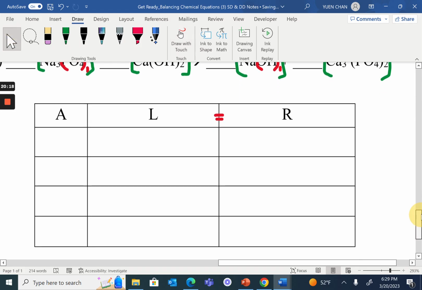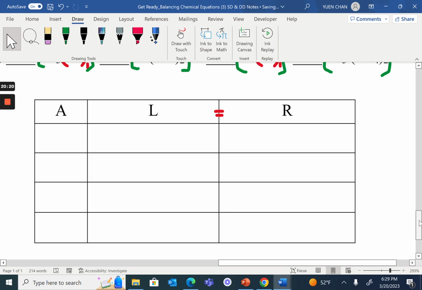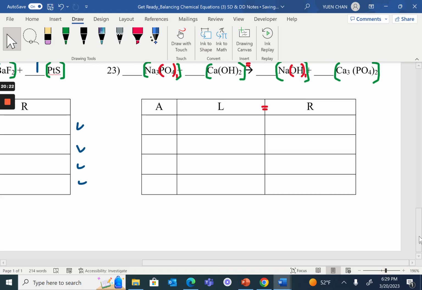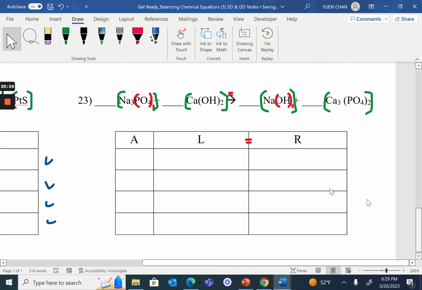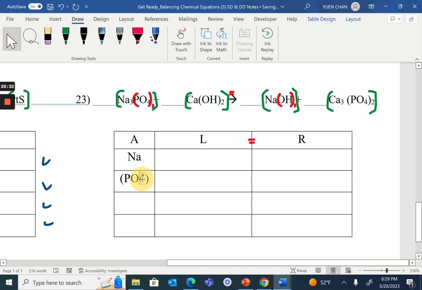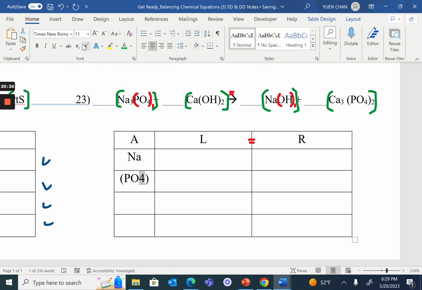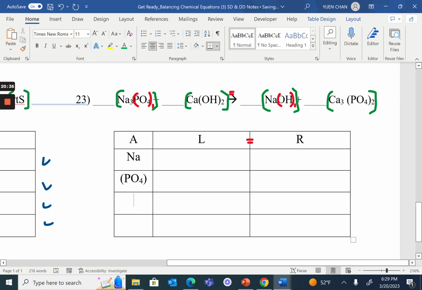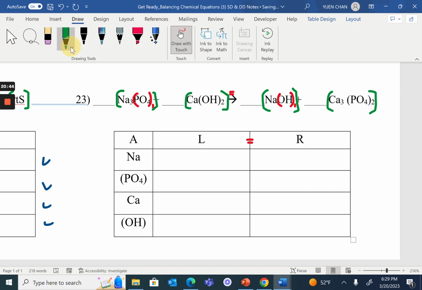And then I'm going to start to make it a little bit smaller. Okay, so I'm going to start to write down. I get Na, parenthesis PO4. So here I'm going to put the 4 in the smaller letter. And then I get Ca, and then parenthesis OH close. All right, so now we can start to write down how many we have.